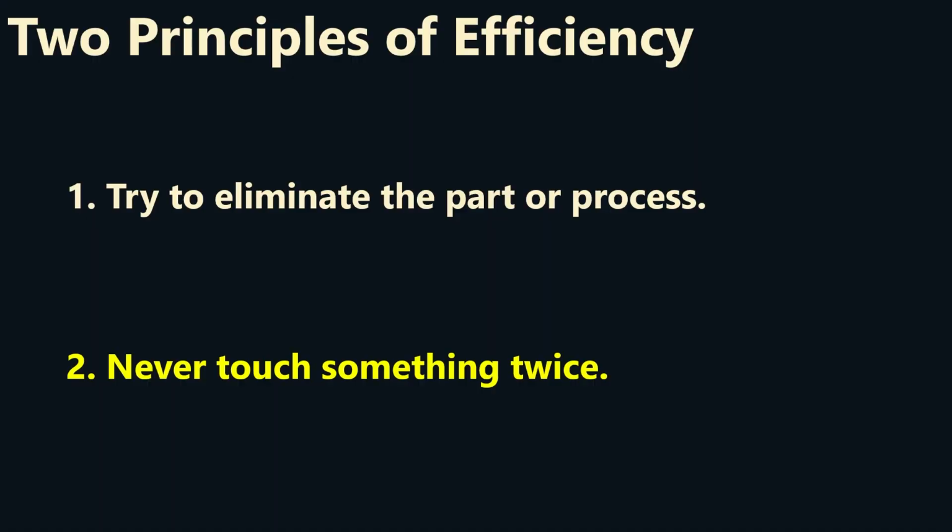There are two principles of efficiency that you can use for this, either in this conversation or when you're cooking. One of which is to try and eliminate the part or process. The second is to never touch something twice. Clearly, you're not going to fully follow that, but keep those principles in mind.